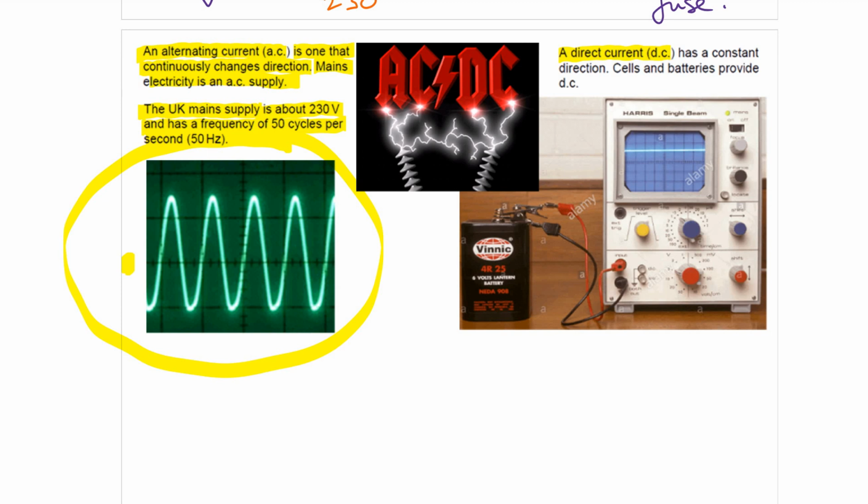Now, direct current has a constant direction. It only flows in one direction, and batteries and cells provide that. You can see the battery right here, and here is a DC supply. There it is on the screen here. It's just a flat, straight line, totally different to alternating current.